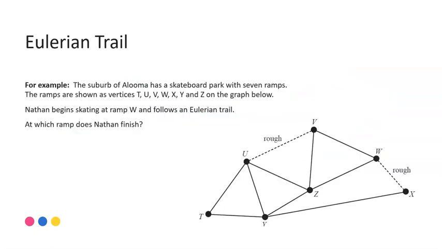So looking at an example now of a past exam question, the suburb of Aluma has a skateboard park with 7 ramps.